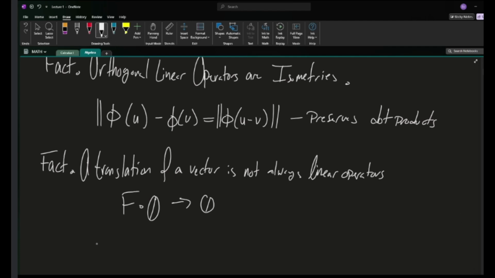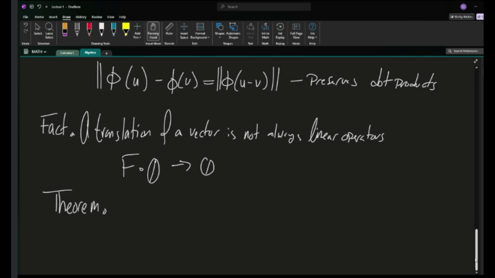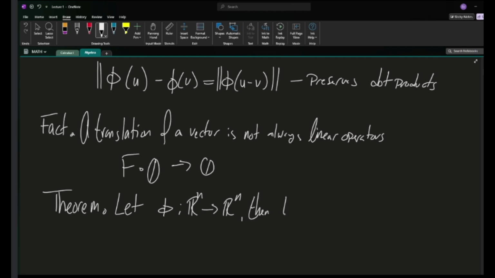All right. So we get into our first theorem. Let phi be a mapping from Rn to Rn. Then the following are equivalent.